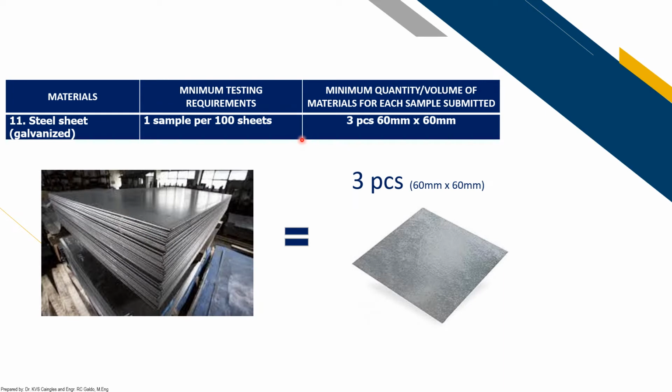Next is for your steel sheet or your galvanized steel sheet. You're going to obtain 1 sample per 100 sheets, no. And then unsa ang minimum quantity, no, for that sample is 3 pieces of 60 mm by 60 mm square sheet na siya. So tulo ka buok, so you are going to cut tulo ka buok, no, ka 60 by 60 mm. Muna na siya mong isubmit to represent, no, 100 sheets for testing na siya.